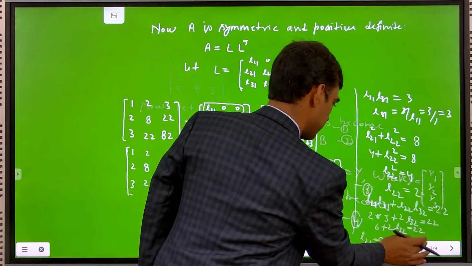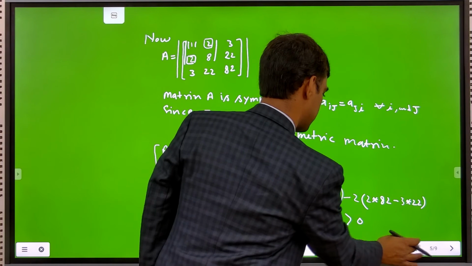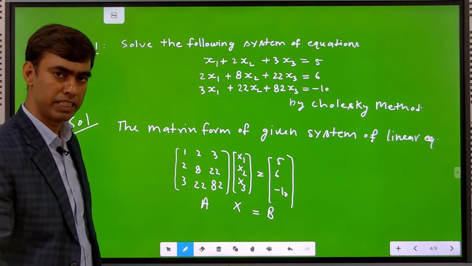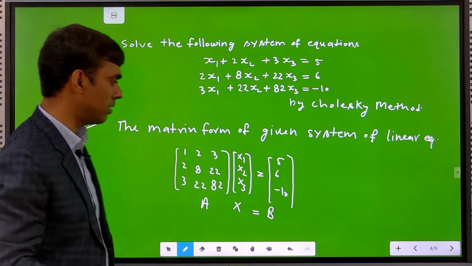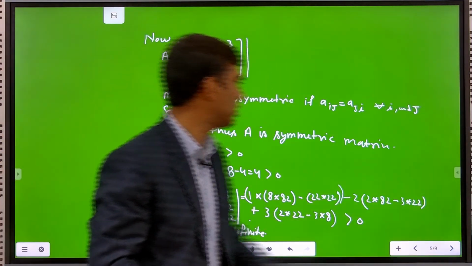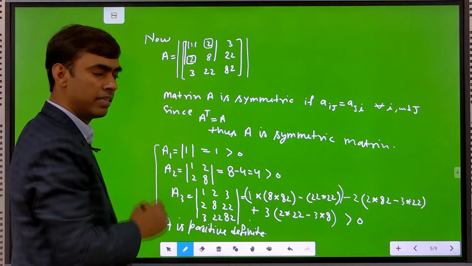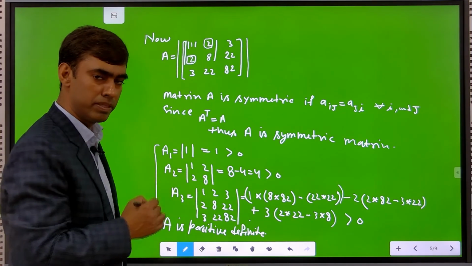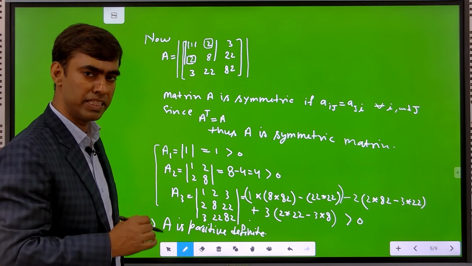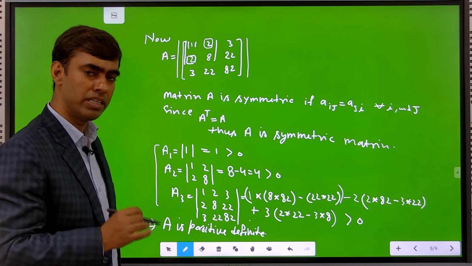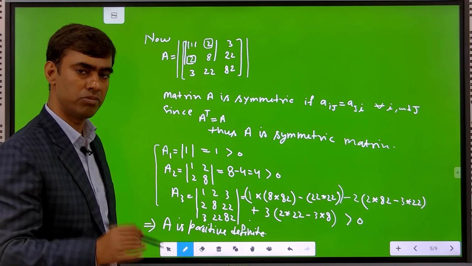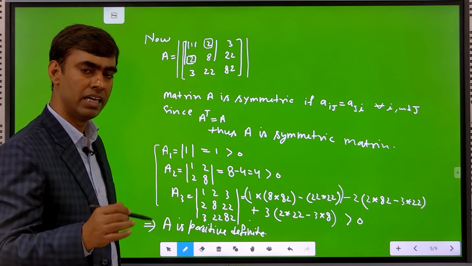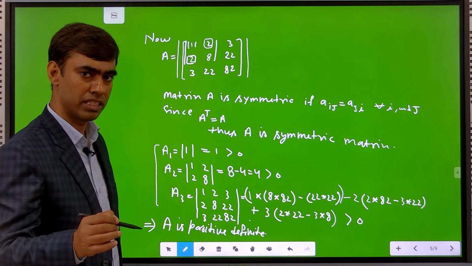So what is the summary? How do we solve any system of linear equations by the Cholesky method? First of all, we write the given system of linear equations in matrix form. Once we write it in matrix form, we check the properties of A: A is symmetric or not, and A is positive definite or not. If A is symmetric and positive definite, then only can we apply the Cholesky method. Why? Because only then are we able to decompose A as L into L transpose.